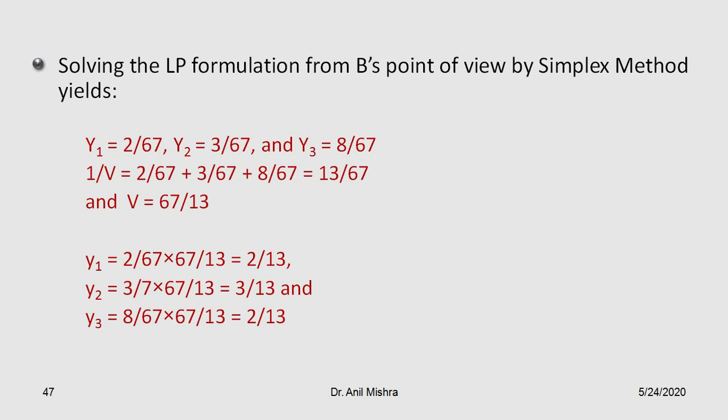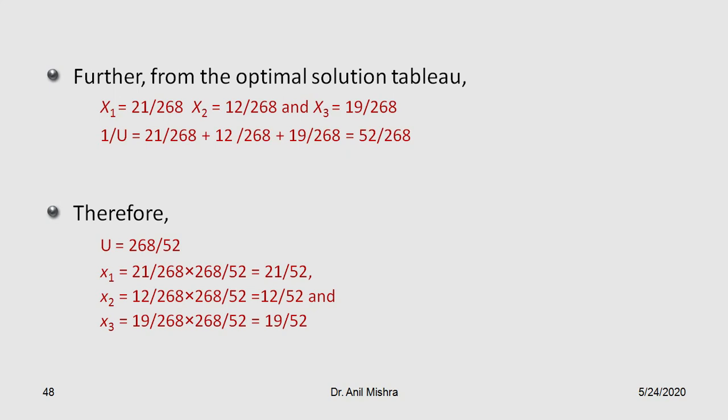Exactly in the same manner, we can calculate the value of x also. From the optimal table, the last table, we know x1, x2, x3 to be like this. We add them and find the 1 upon u, but your target is u, right? U means 268 divided by 52, and that is to be multiplied to each of these. When you multiply that u with the respective values of x1, x2, x3, we find the outcome x to be 21 by 52, 12 by 52 and 19 by 52.